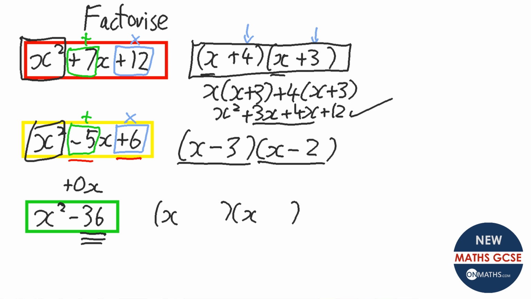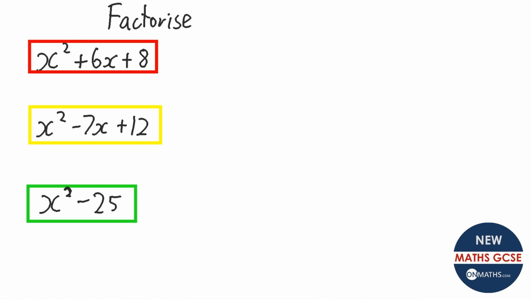So, what times what is 36? Both of the numbers have to be the same, well, opposite signs, but the same number. It's going to be plus 6 and negative 6. Well, let's try it. Plus 6 take away 6 is 0, hence us not having the x term, and 6 times minus 6 is minus 36. So we know that's correct. Okay, have a go yourself.